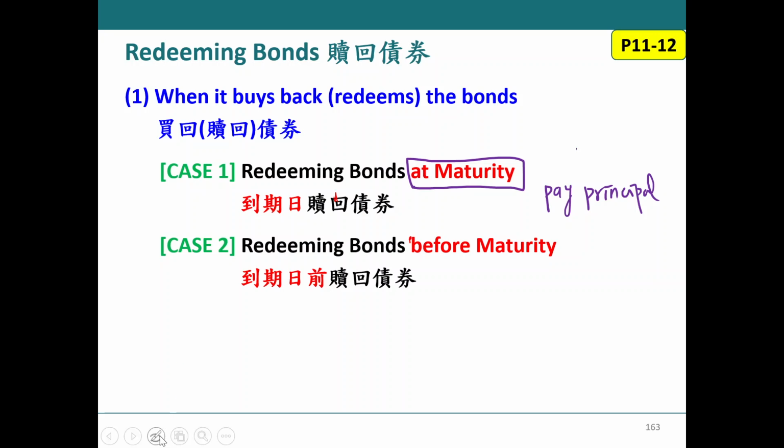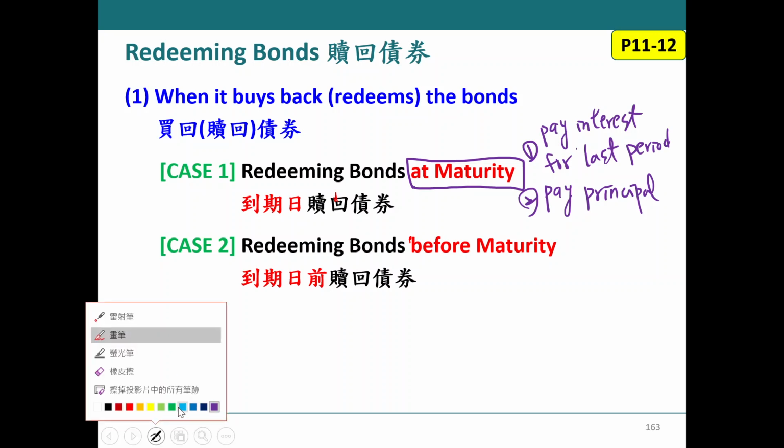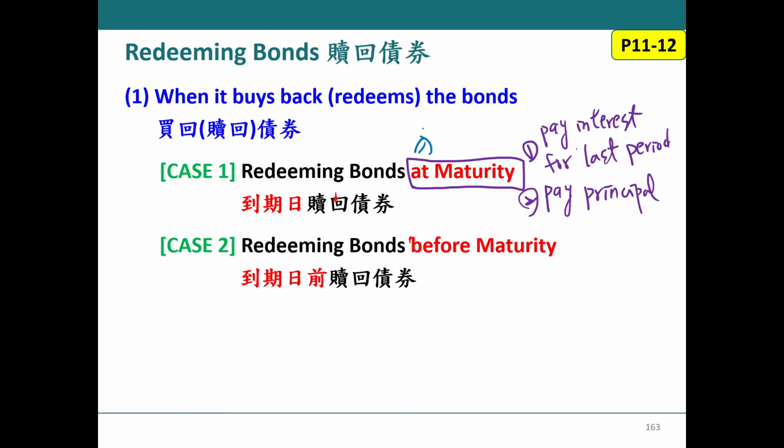So what are these two money? First, pay interest for the last period. Second one, pay your principal, right? If you want to double check it, you can look at your note on page 35 and page 40. So first case, pay the money back at the maturity date. How to do that? You already did it on your note 35 and your note 40.